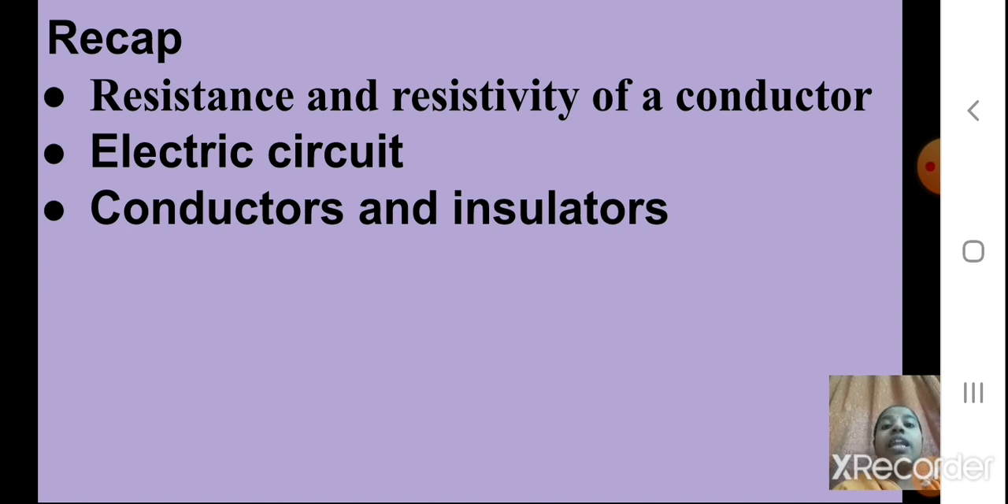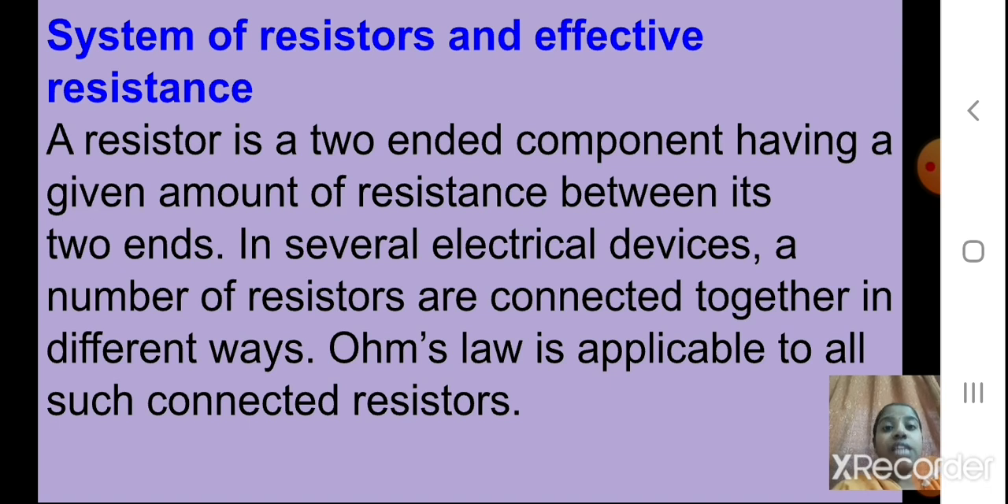Now we will continue with the next topic. Today the topic we are going to start with is the system of resistors and effective resistance. A resistor is a two-ended component. In a resistor you have two ends, one positive end and one negative end. So it is a two-ended component having a given amount of resistance between its two ends, some specific value of resistance between these two ends.